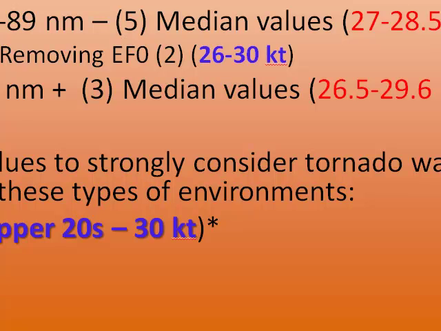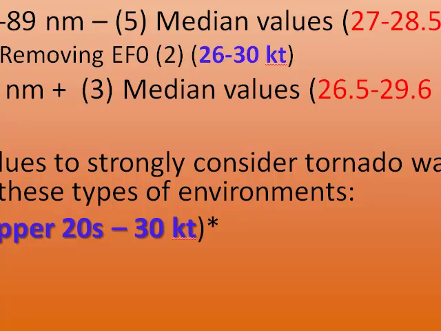So if we looked at the median values from different ranges, in the 0 to 29 nautical mile range, we had 18 tornadoes, and basic values around 29 to 30 knots was the median prior to or at tornado time. Going out 30 to 59 nautical miles, you're looking at 25 to 28 knots. Beyond that, 26 to 30. So we're hovering in the upper 20s to around 30 knots. It seems to be a very consistent value no matter where we are in the range from the radar.